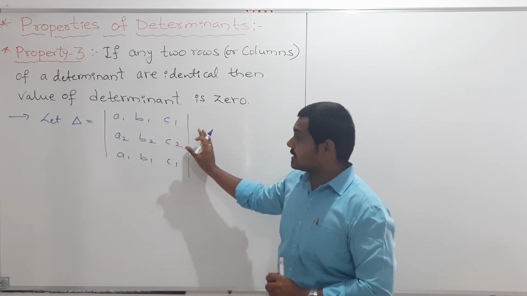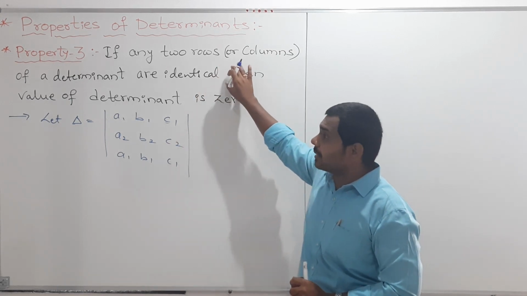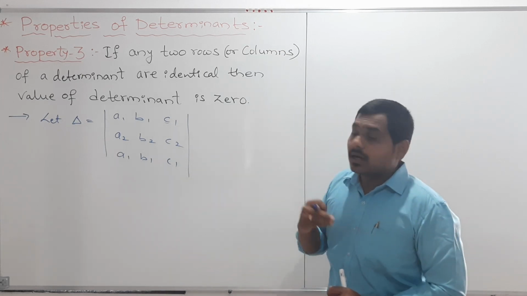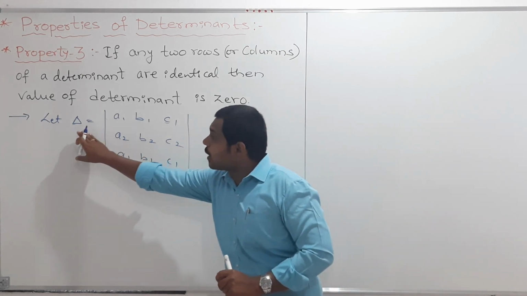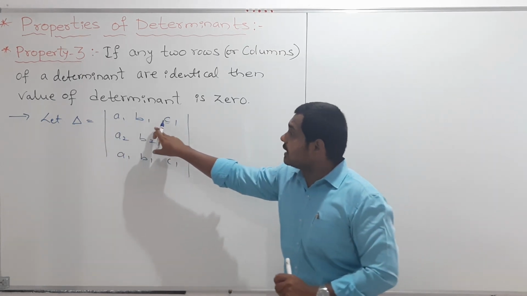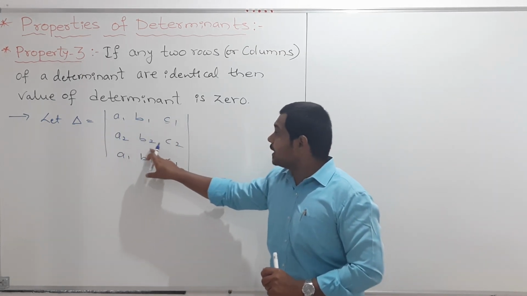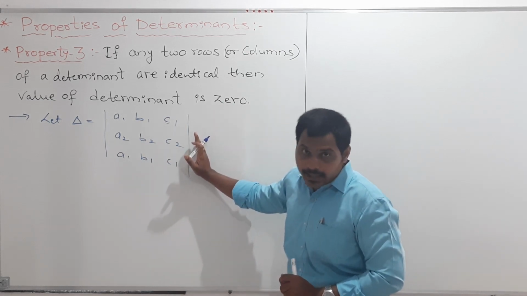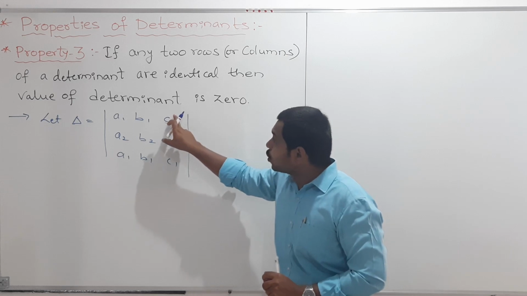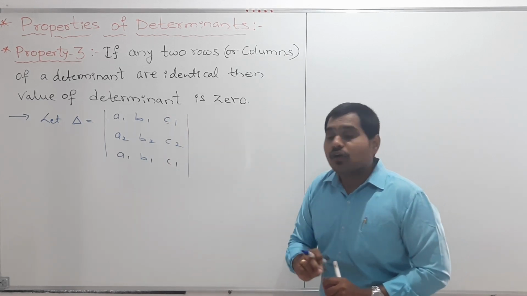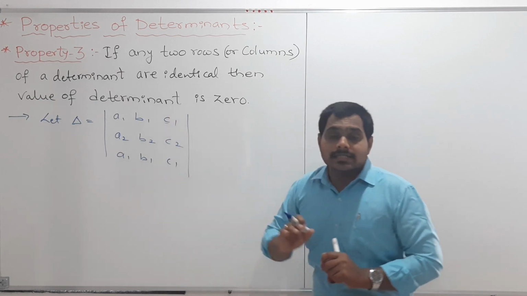Now I will verify whether the statement we have is correct or not. For that purpose, let us take one determinant. Delta is equal to A1 B1 C1, A2 B2 C2, A1 B1 C1. This is the determinant I considered. In this determinant, row 1 and row 3 are identical. The elements of row 1 and row 3 are the same.